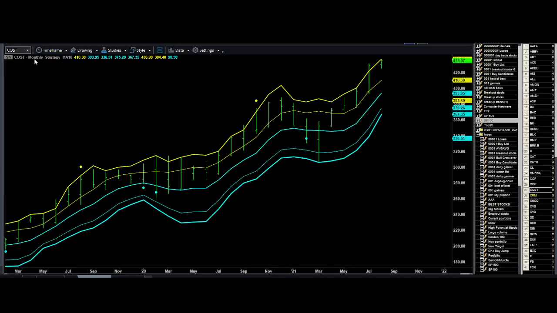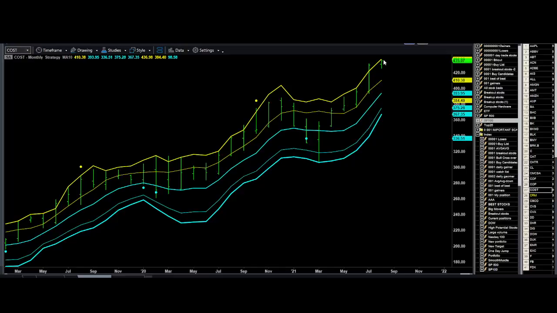This is the monthly chart for Costco real-time data. You can see this price, this is the opening and this is the closing of the 4 days so far in this month, because right now it's just August 4th. So this monthly data is not finished yet, but this trend line is already printed out and generated.